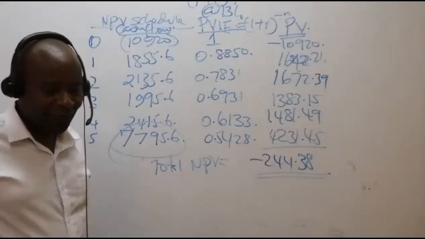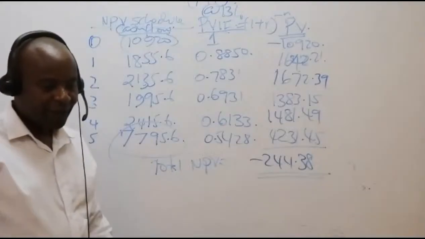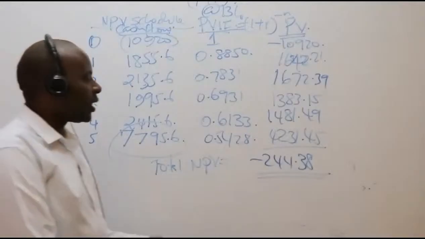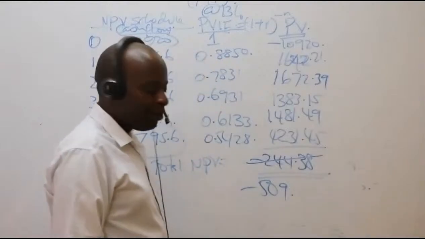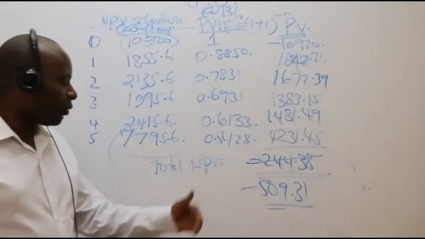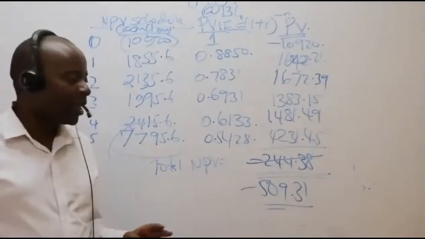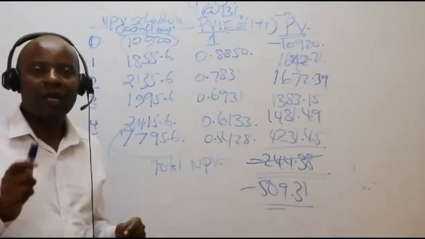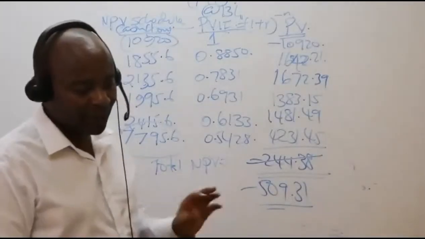I don't know why they're getting different answers. 510 and 509, those are the same. 513, I'll still give you. Quite close. So most students are saying this is supposed to be negative 509.31. And because of NPV being negative, we say straight away, ladies and gentlemen, that this particular replacement decision is not viable. It's a bad one. Reject the replacement decision.